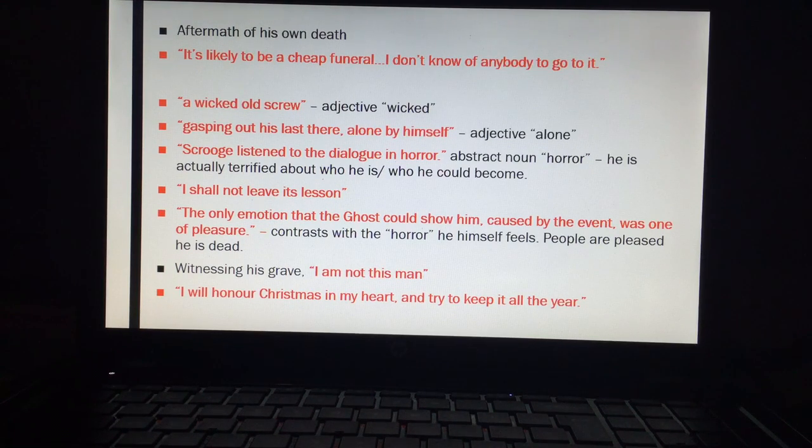Okay? When describing him, the people describe him as a wicked old screw. Look at your adjective wicked. Wicked is something that is linked more historically, I suppose, and more religiously to the Bible. And, well, not to the Bible, but more so to the devil. I apologise. So the adjective wicked is linked to the devil, isn't it?